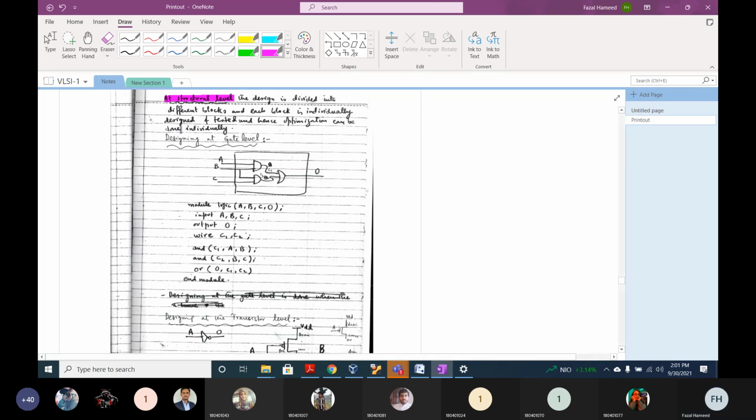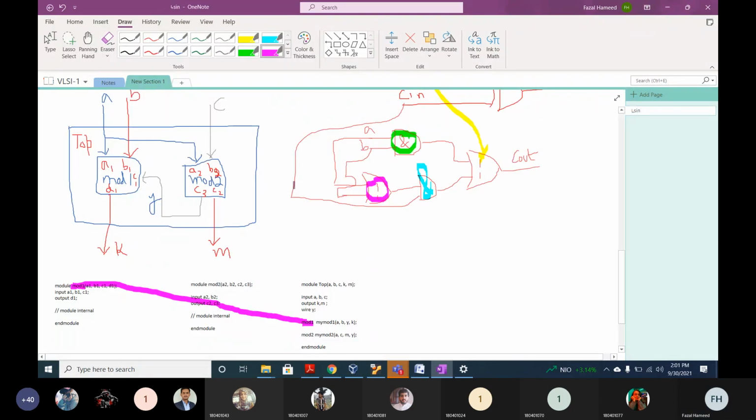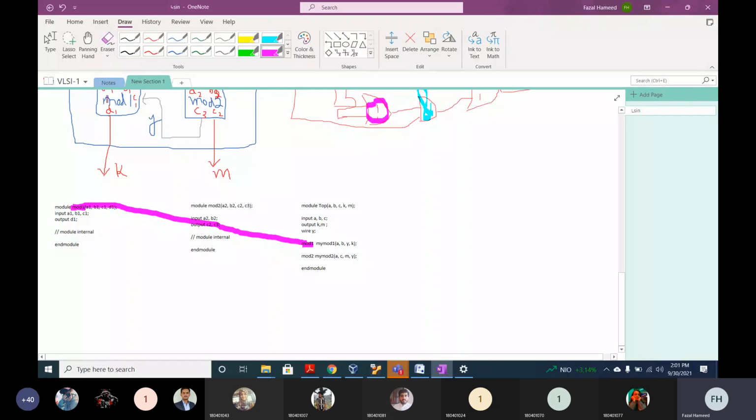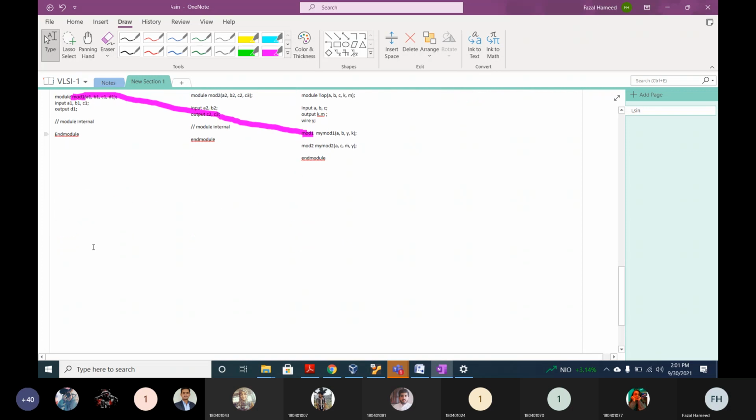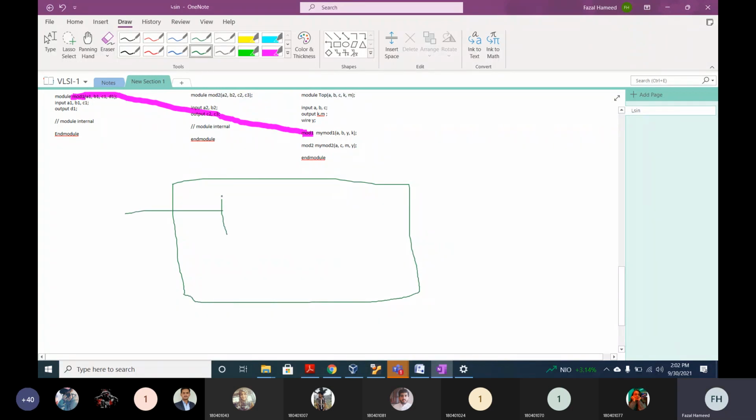At the gate level. Now, if you look at this design at the gate level, let's assume this is our design. And now we have this.